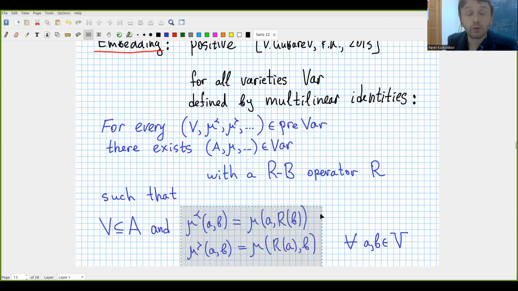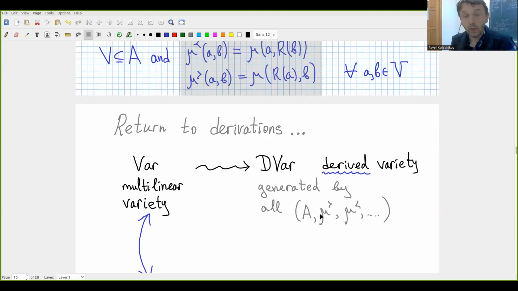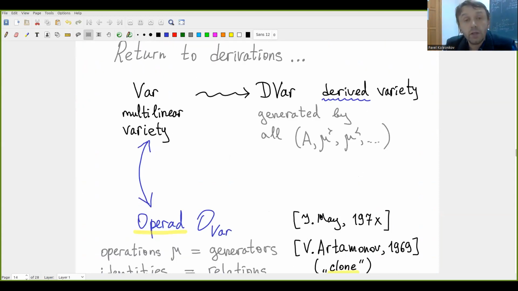So let us return to derivations. The natural method to deal with multilinear varieties of algebras is to switch to the corresponding operads. The notion of an operad is usually attributed to May, who introduced it in 1970 and a little bit later. But actually, Vyacheslav Artamonov introduced the very same notion under the name of a clone of algebras a little bit earlier. What is an operad?